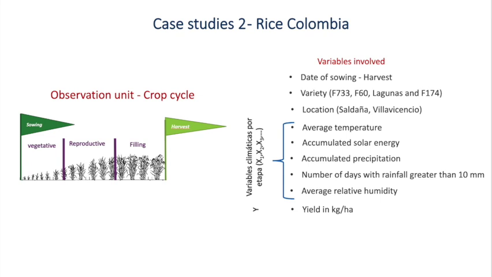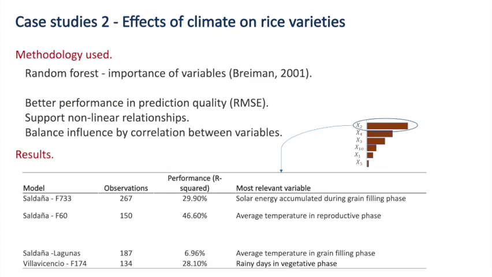And the climate variables that we assessed were average temperature, accumulated solar energy, accumulated precipitation, number of days with rainfall, and average relative humidity, and the yield, which was our response variable.